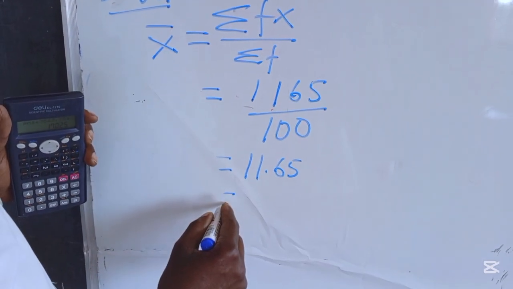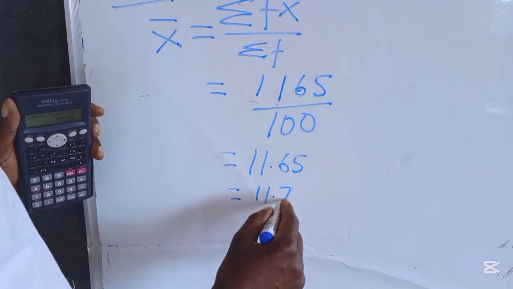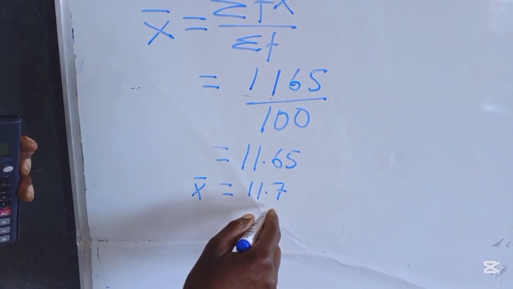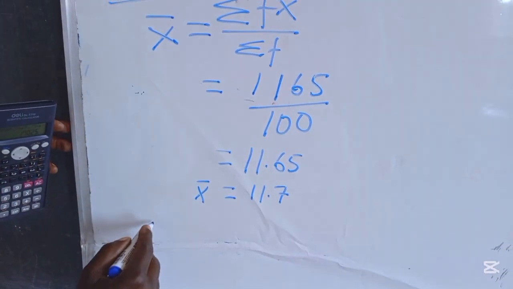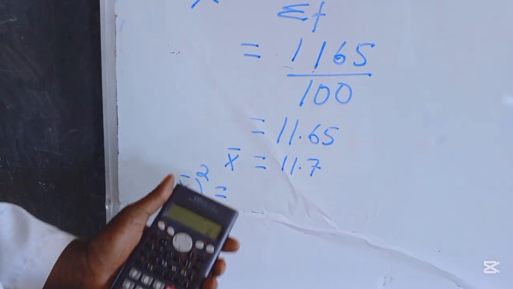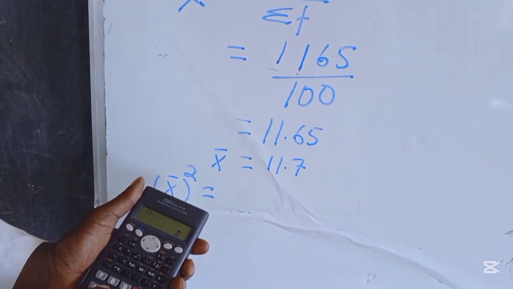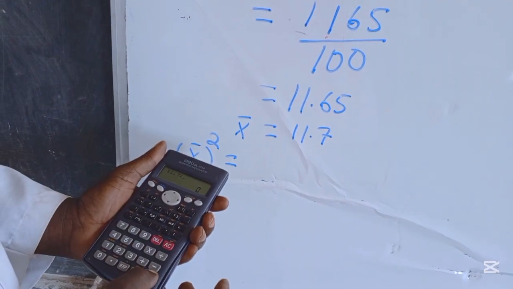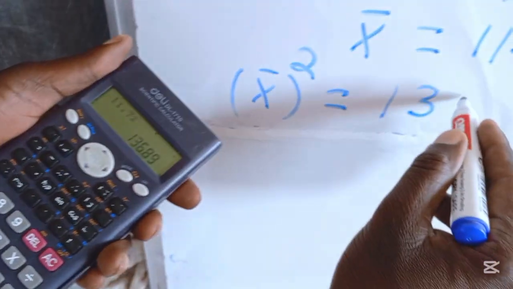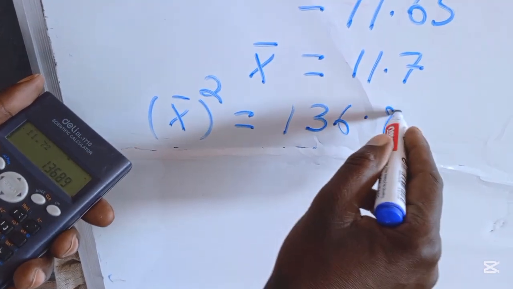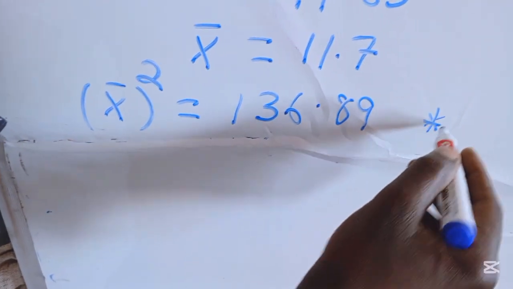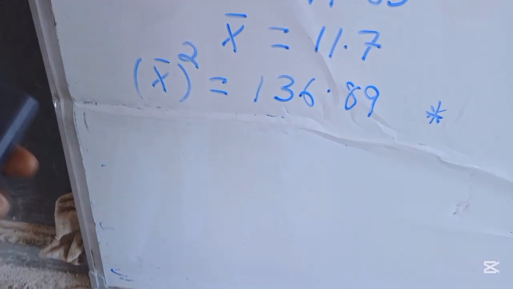How do we do it? We do it like this, 11.7. This number is very, very important. It is at this stage that we square this number. You say, what about the mean squared? What am I squaring? I'm squaring 11.7. You square it. Don't square it on the other part. I'll get 136.89. I'm squaring this number. Please put an asterisk because it's very, very important to remember. This is a very, very important part.